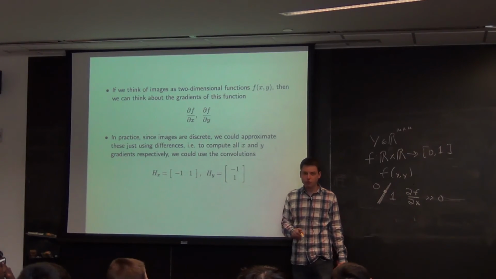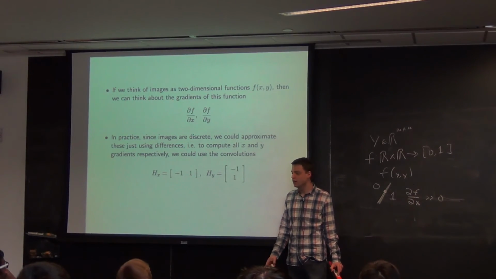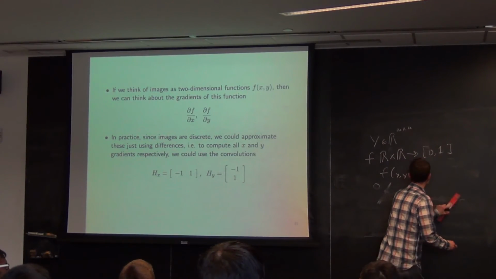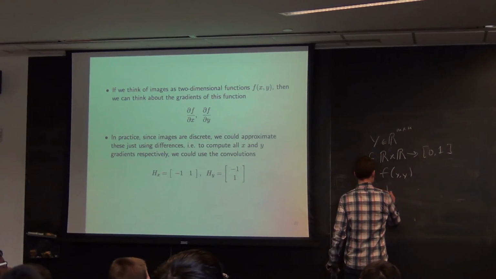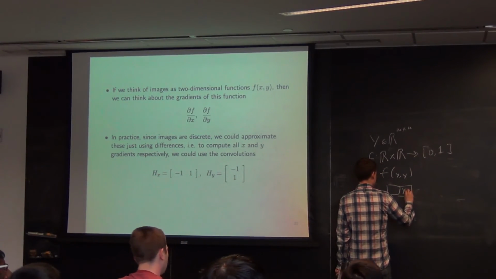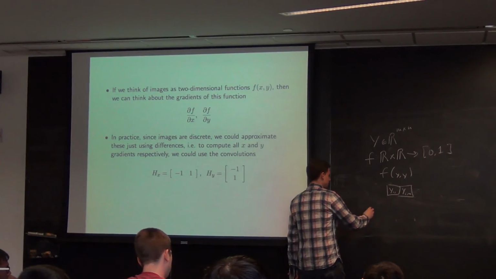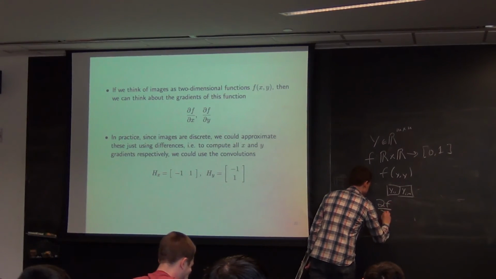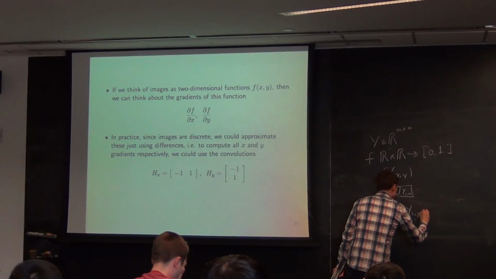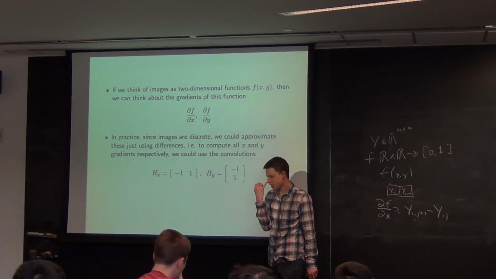So the obvious way to approximate this gradient that we're talking about here, and this is almost too simple to even mention, is just to take differences of the image. So if you have one pixel here, another pixel there, I'll call this y i j plus 1, and this is y i j, then d x is basically just y i j plus 1 minus y i j. It's just the difference of adjacent pixels.